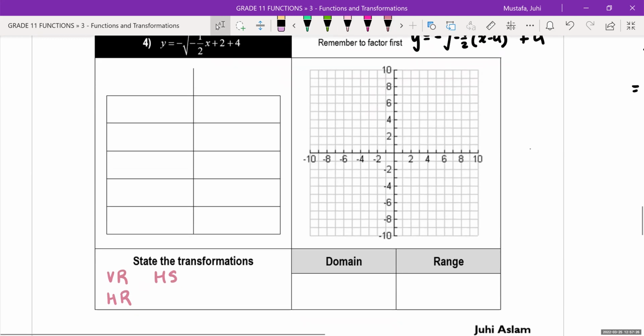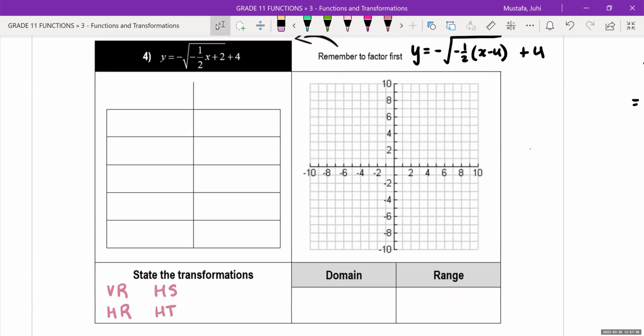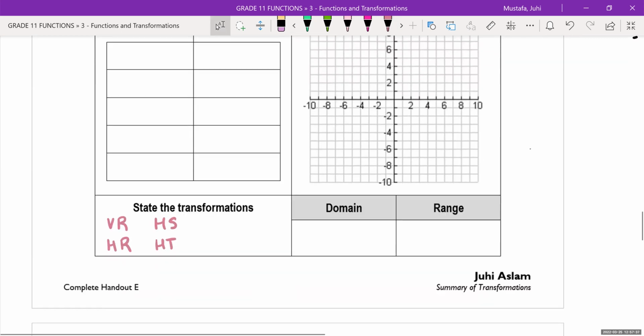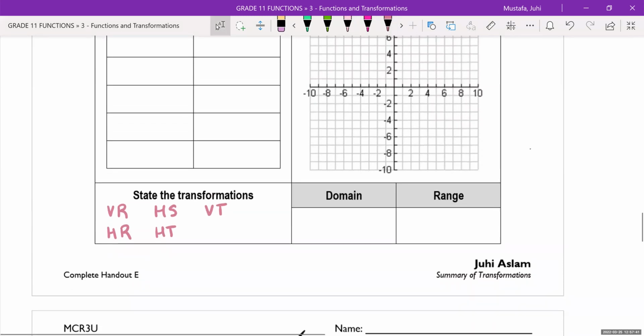Then we have a -4. That means it's a horizontal translation, and we are going to be moving 4 units to the right. And then that +4 on the very outside tells me we have a vertical translation 4 units up. So I'm cheating. Obviously, you guys should write the full words on an assessment. Sarah?